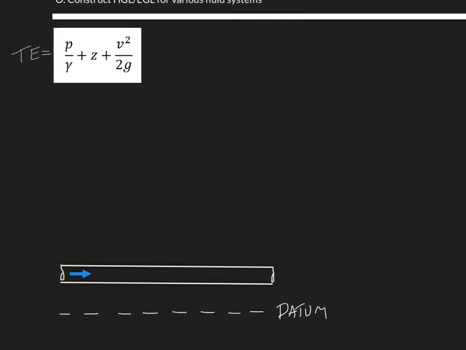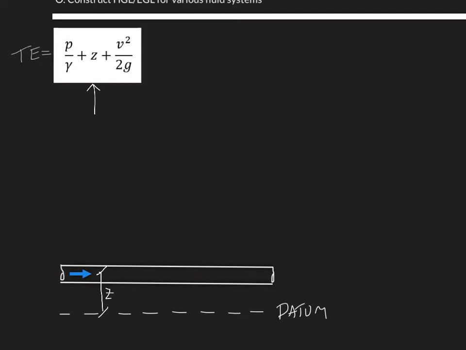Once we have a datum, we consider, well, what is the elevation? This is the easiest one of our terms, and we typically just take it at the center line of the pipe. So I'm going to take it right there. What's the elevation right there? It's the distance between the datum and that point. So that's Z. That is a measure of the potential energy. If that goes up, it has more Z. If it goes down, it has less Z. So that is one of our forms of potential energy.